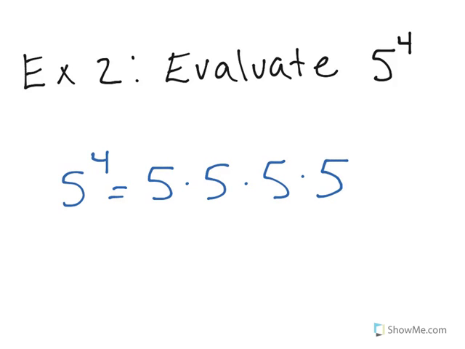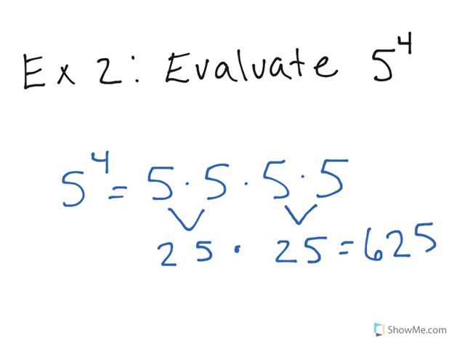Now, because I have to actually evaluate it or solve it, I need to do the multiplication. So I'm going to say 5 times 5 is 25. And then I'm going to multiply my other two 5s. 5 times 5 is 25. Then I'm going to multiply 25 times 25 to get 625. So that's my answer. So 5 to the 4th power equals 5 times 5 times 5 times 5, and when I evaluated it, I got 625.